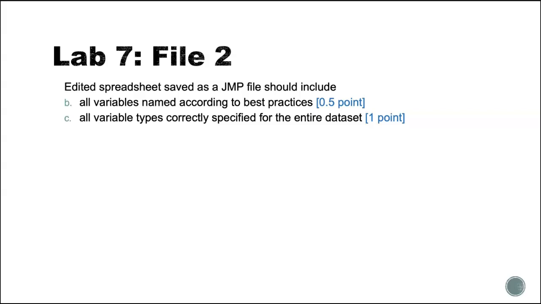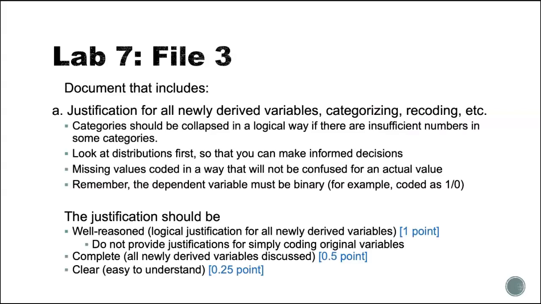And so please make sure, we'll talk about this in the next slide in file 3, please make sure every time you recode a variable, you are updating that in your data dictionary to keep track of what you've done. So your third file is going to be a Word document that is going to include a justification for any new variables or any variables that you recoded.